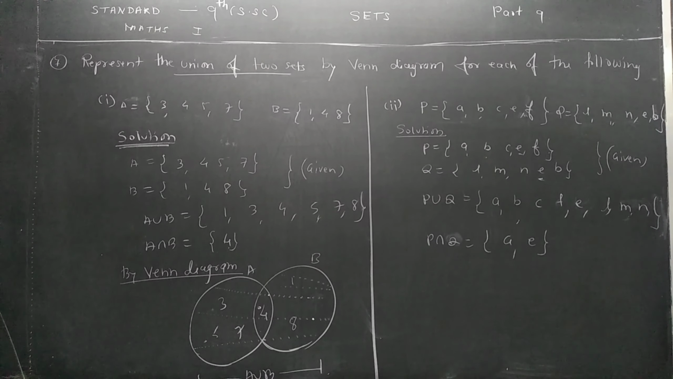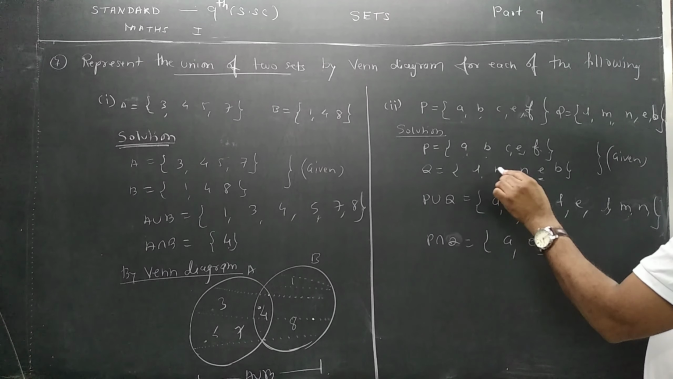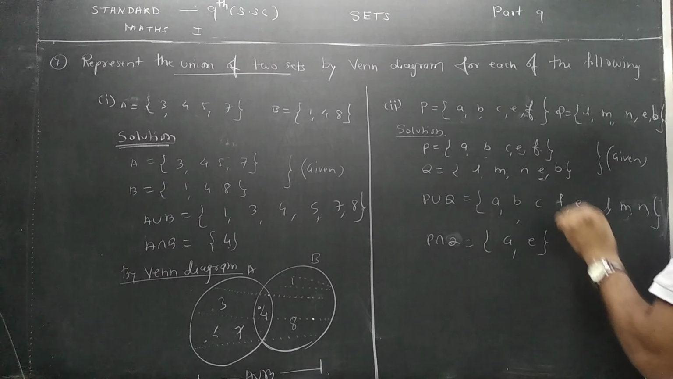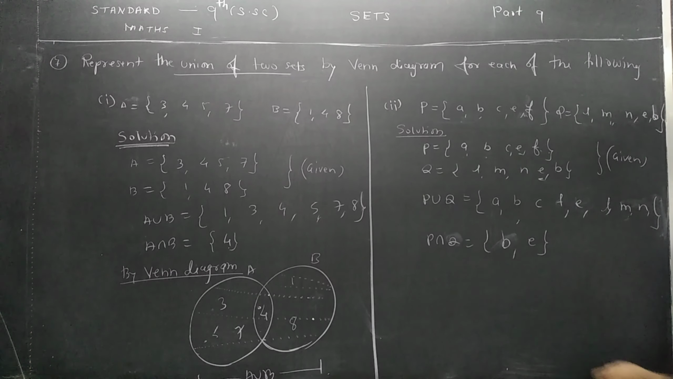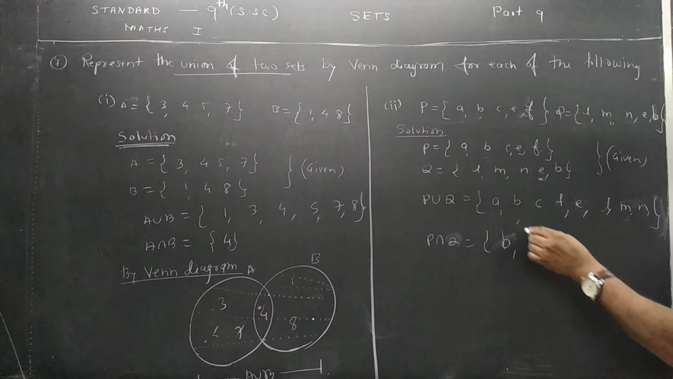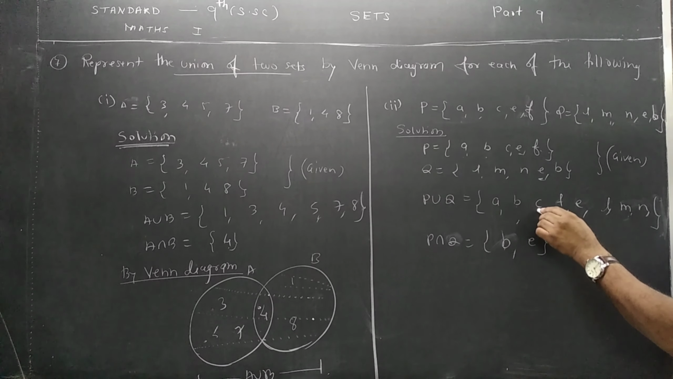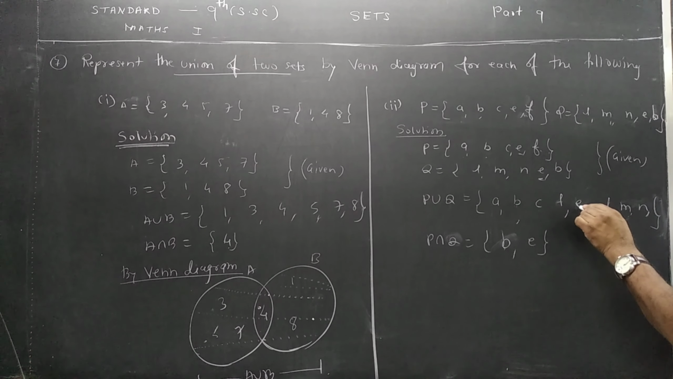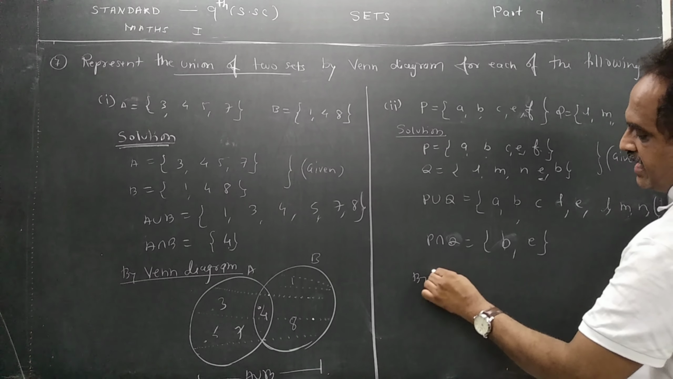See once again, P is a set of A, B, C, E and F. Q is a set of L, M, N and B. B got repeated, so B is the common term. So that is coming in intersection. E is also coming in intersection. So I am not going to write B two times. I will write once only. So A, B, C, F, E, L, M, N. Okay, got it now?